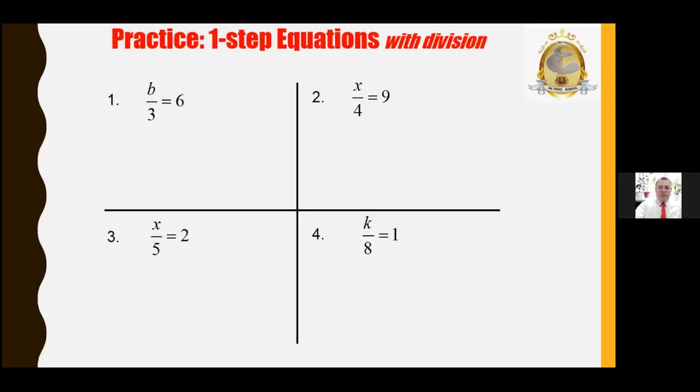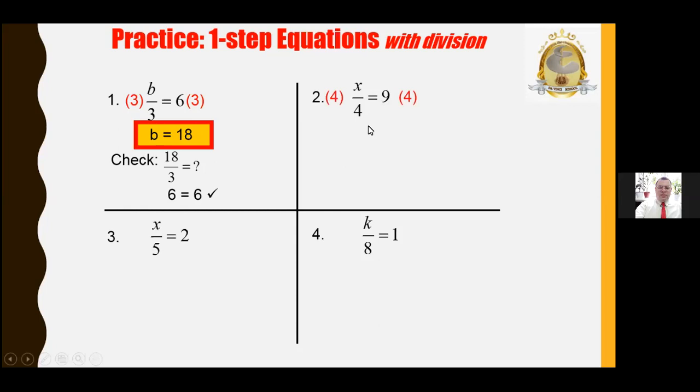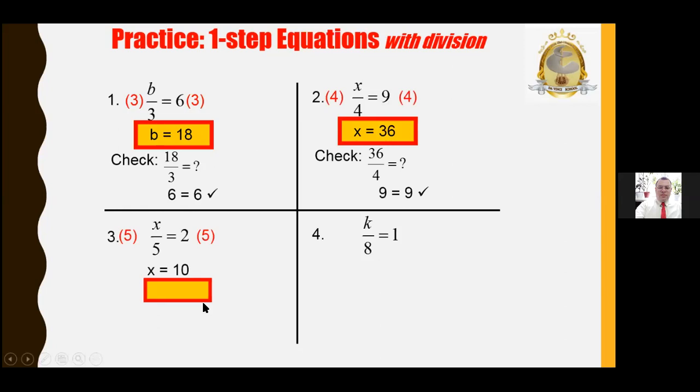The next slide uses division. The same idea, inverse operation. Division, so we will multiply by this number, by 3. Then 3 times 6 is 18. In this question, we will multiply by 4. 4 times 9 is 36. Question number 3, also we will multiply by 5. 2 times 5 is 10. Then the value of the variable x is 10.